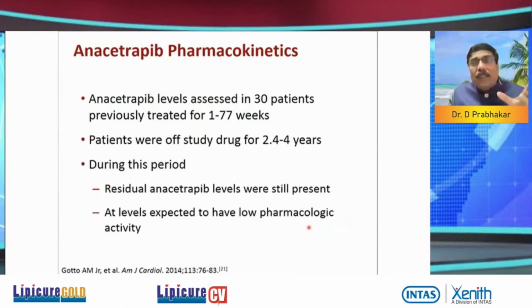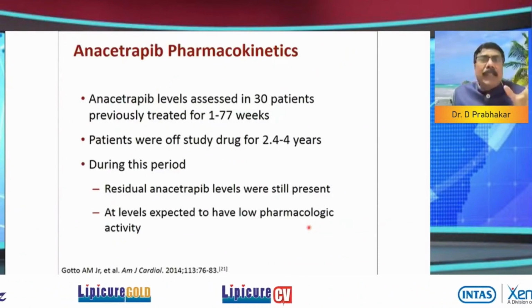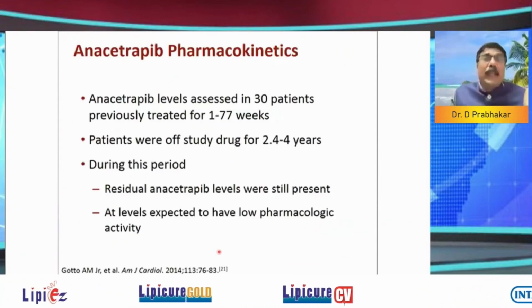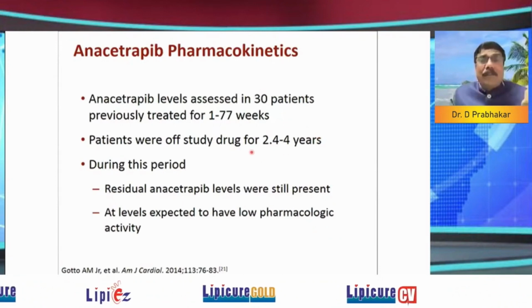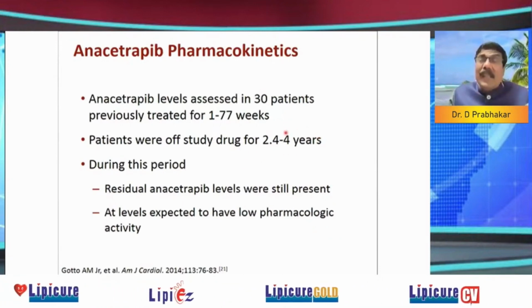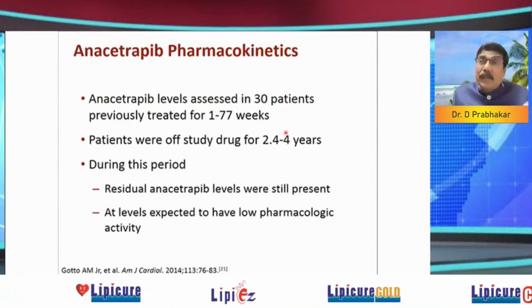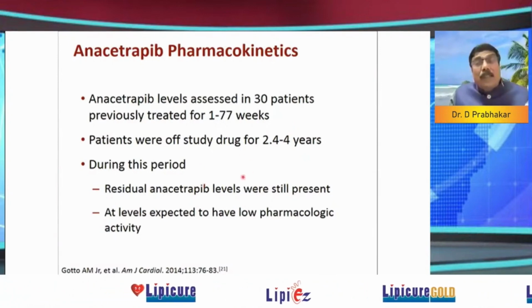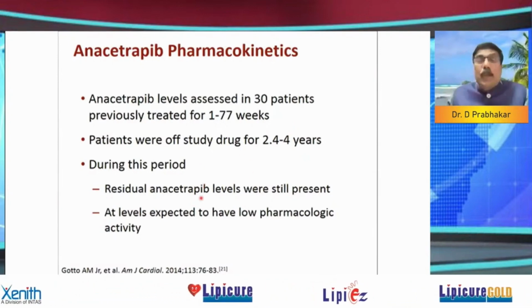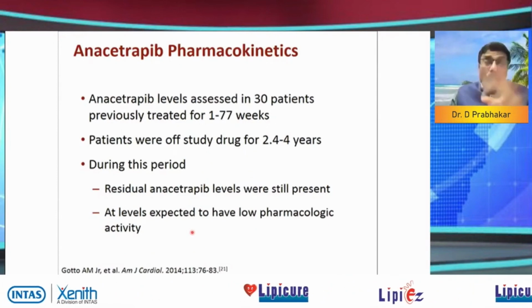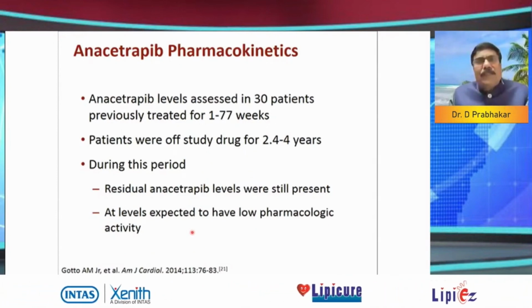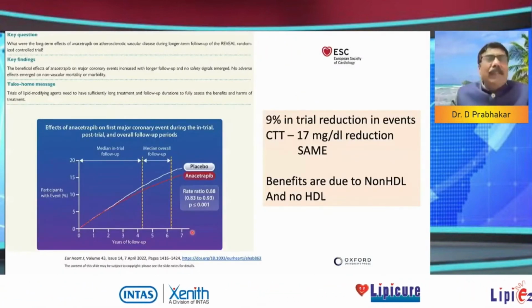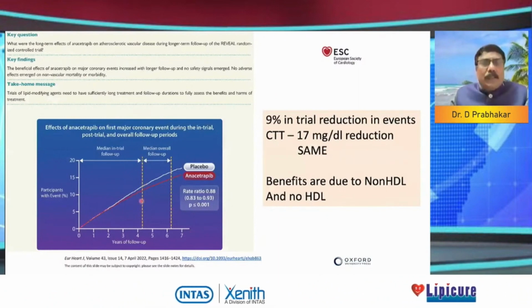So they looked at the pharmacokinetics of the anacetrapib in the DEFINE trial actually, and they found out that even after 2 years of stopping the drug, anacetrapib still stayed in the blood. So it seems to be sticking to the, not in the blood, but sticking to the adipose tissue. And it seems to be working at low levels of pharmacological activity. So what happens to these trials? So the next phase of the REVEAL trial was a follow-up data. Look at this, this is a 4-year trial.